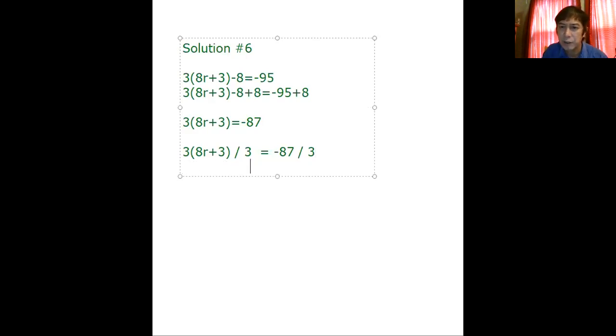So the next line here is negative 29. There, that should be negative, because negative 87 divided by a positive 3, that's unlike signs in division, which results in a negative quotient. So that will be negative 29. All right. What happens to the left side? This 3 here divides by this number 3, and that will just be 3 divided by 3, which is 1. And then 1 times the quantity is the same quantity, 8R plus 3.